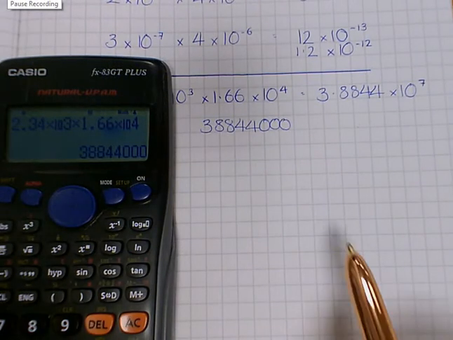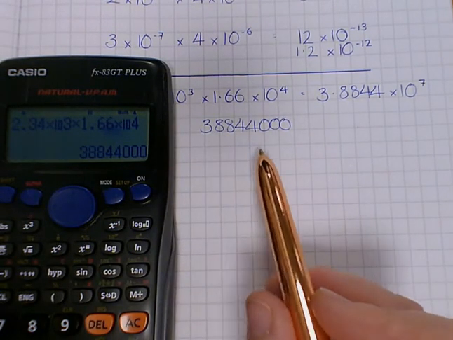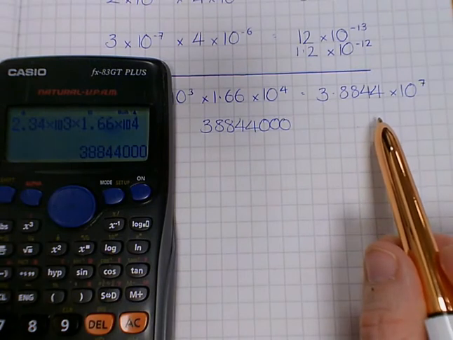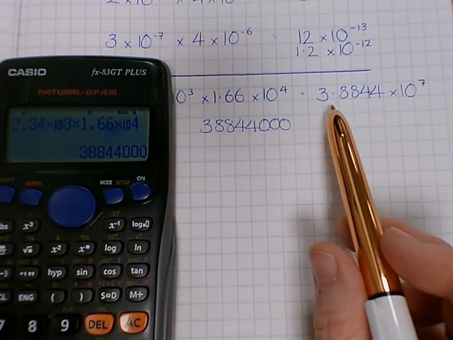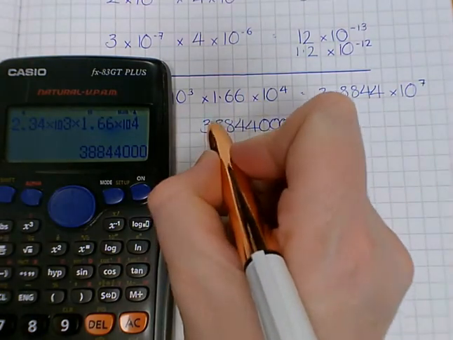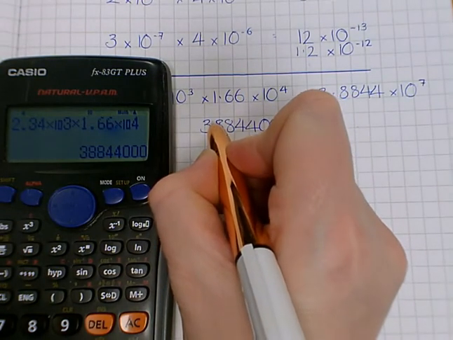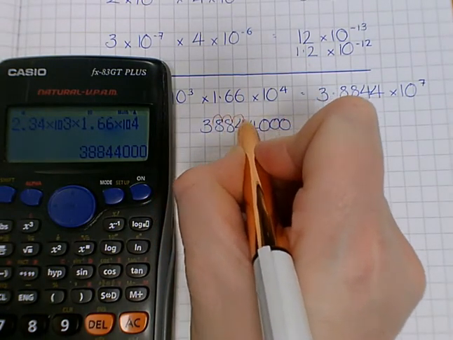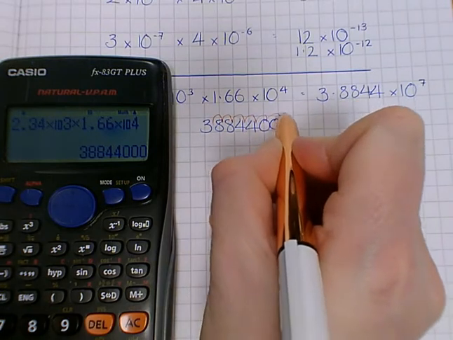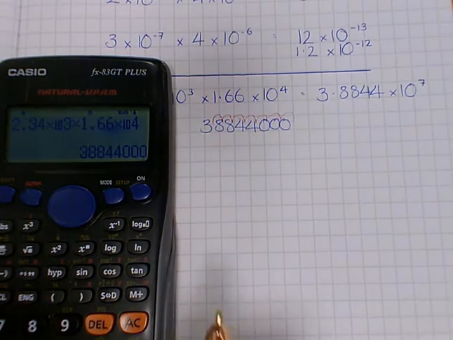So I'm just going to check that the answer that we got on the calculator matches our answer that we'd worked out here. So here we had 3.8844, so my decimal point was there, and I'm timesing by 10 once, twice, 3 times, 4 times, 5 times, 6 times, 7 times. So I know that that's the correct answer.